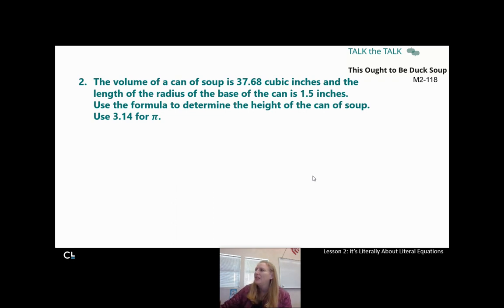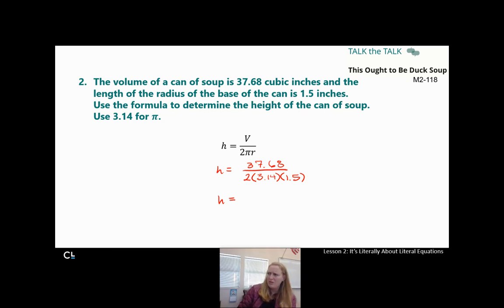All right, so I'm using the formula. This is the formula we left off with, right? Height equals volume divided by 2 pi times the radius. All right, let's plug in what we know. We know what the volume is. It's 37.68. So I'm going to plug that in. 2, I know 2. And we know what pi is. Pi is 3.14. So I'm going to plug in 3.14 for pi, and for the radius, which they said was 1.5. And heaven help me, I am grabbing a calculator.